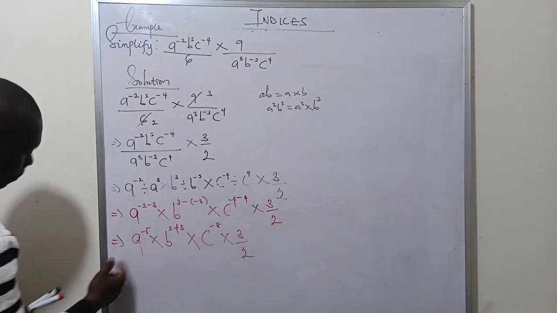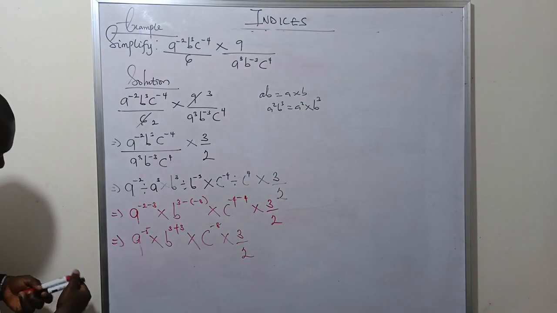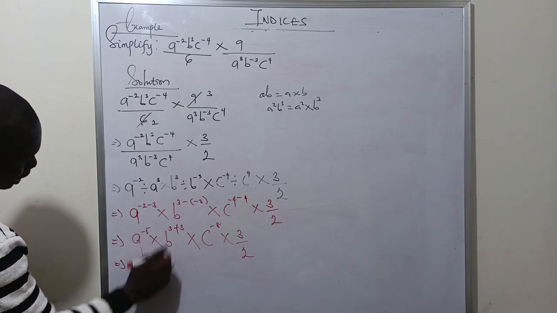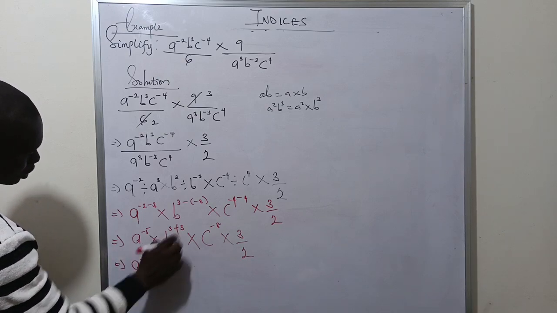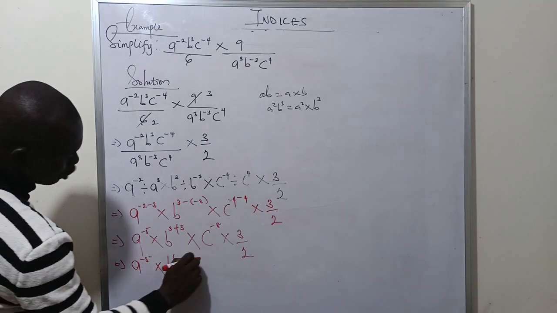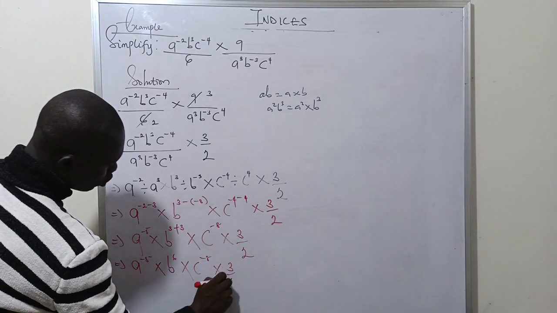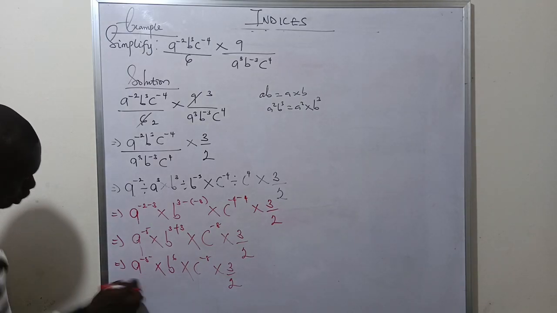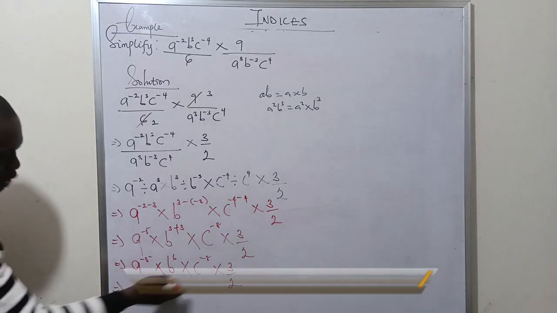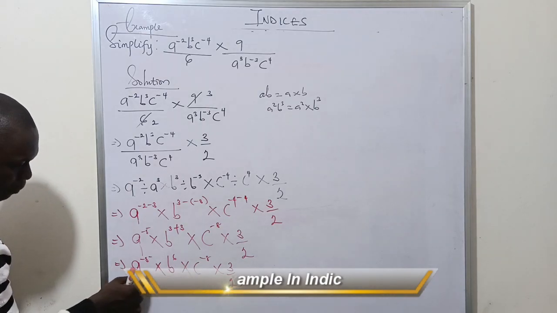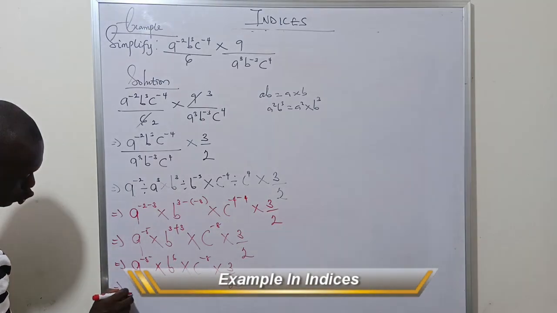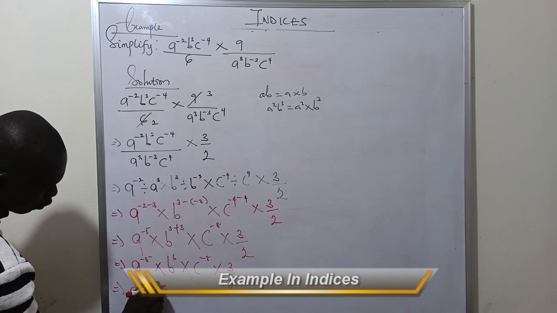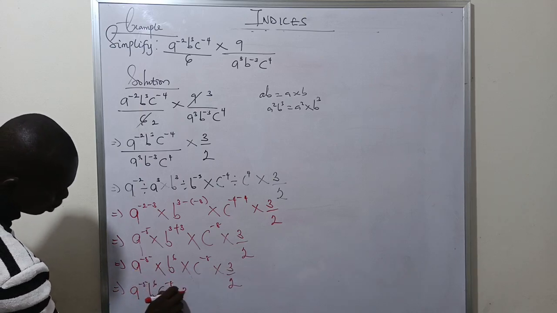So from here, okay, we can still do something here. This is a raised to the power of minus 5 times b raised to the power of 6, 3 plus 3 is 6, times c raised to the power of minus 8, times 3 over 2. Now, there's nothing I can do here. I can just combine because it's multiplication. So this will be a raised to the power of minus 5, b raised to the power of 6, and c raised to the power of minus 8, times 3 over 2.